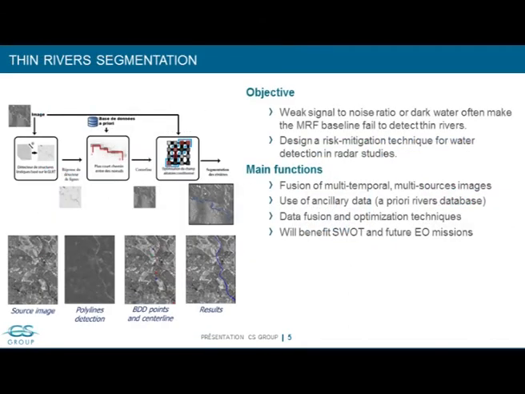The second task for water detection aims at thin river segmentation. Indeed, for thin rivers, there is a weak signal-to-noise ratio or dark water that often makes the Markov random forest baseline fail. So the aim of this study is to design a risk mitigation technique for water detection in radar studies. So it uses fusion of multi-temporal and multi-source images, also ancillary data such as a priori river databases, and uses data fusion and optimization techniques. So this study will benefit SWOT but also future AO missions.